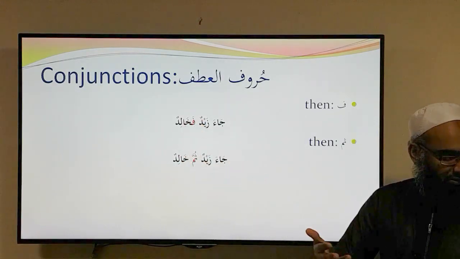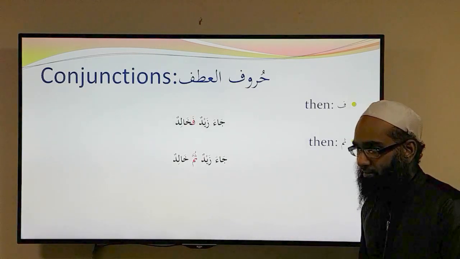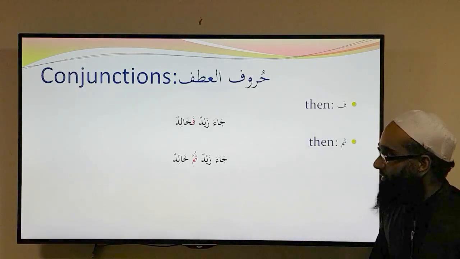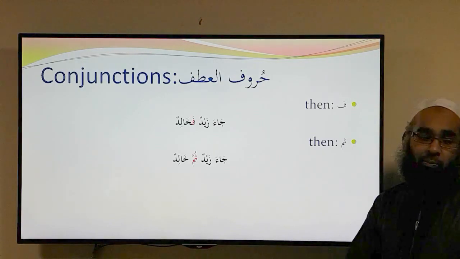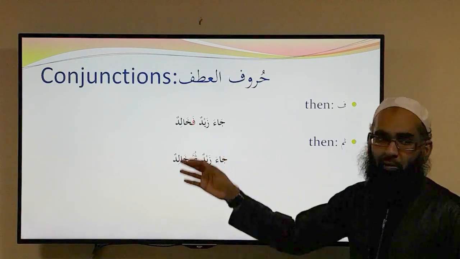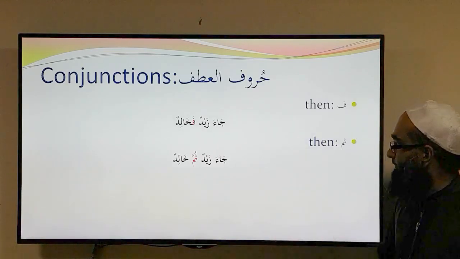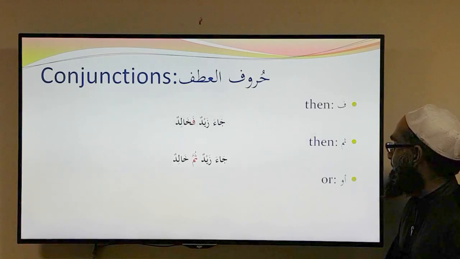For example, ja'a Zaydun fa Khalid would probably mean they came quite close together. It's always relative. For example, if you're talking about a 100-meter race, fa would probably be like 0.01 or 0.02 seconds, and thumma would be probably like 0.1 second. You get what I'm saying? If you're talking about the creation of the heavens and the earth, fa would probably be relatively like a million years, and thumma would be like 10 million years. So it's all relative. But thumma shows a bit more time lapse between the two of them.